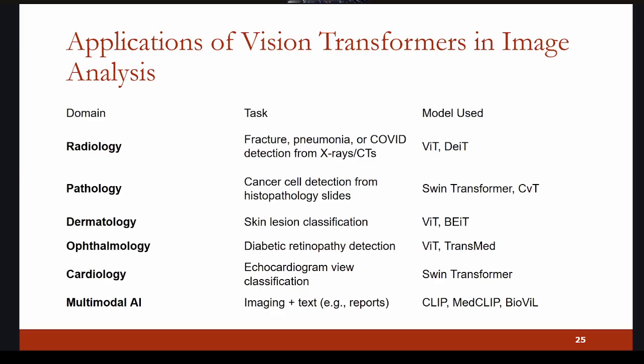CLIP, MedCLIP, all these come under vision language models, where we combine image and text. Both the encoders will be present in a VLM, and we are giving both the image and a text description about the image as input, and we are training the transformer models for certain tasks. Those models are performing well when compared to normal vision transformer models. So these are the recent advances in vision transformers and multimodal AI models.